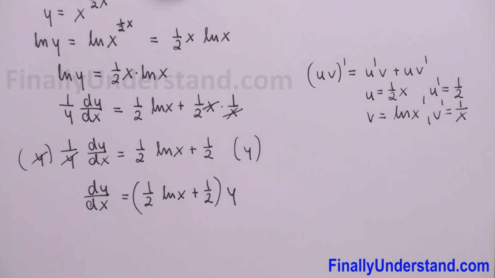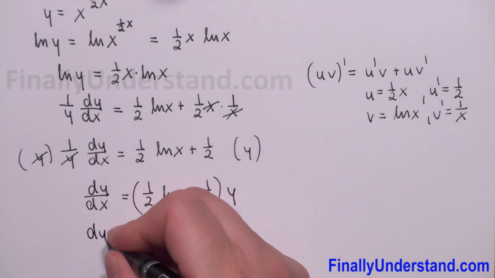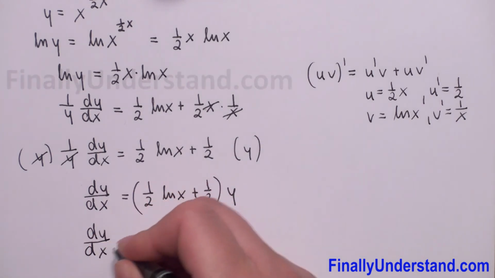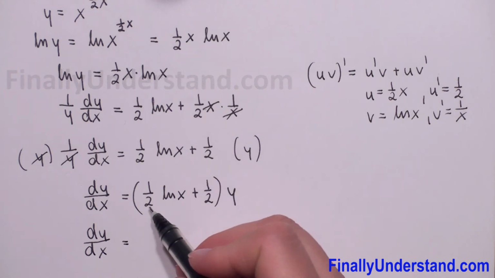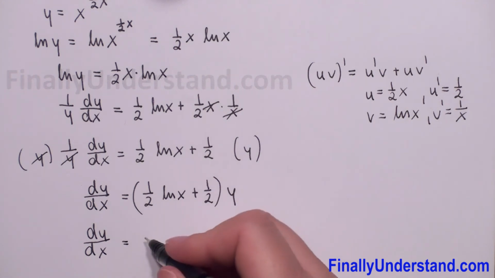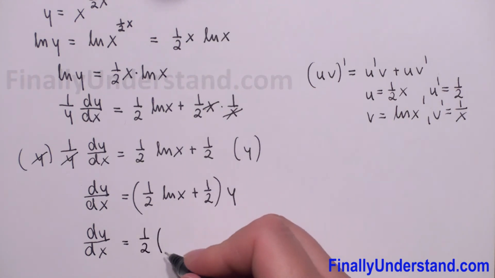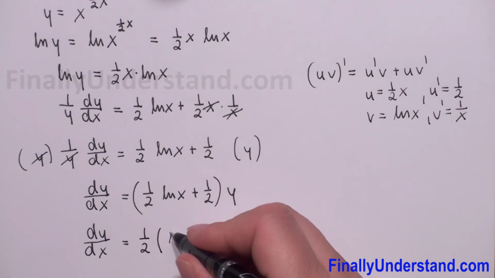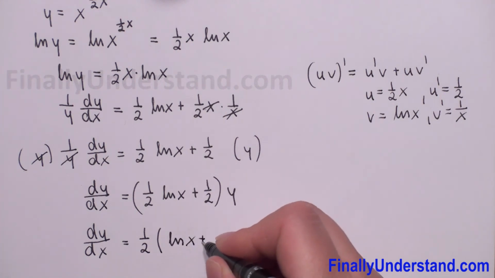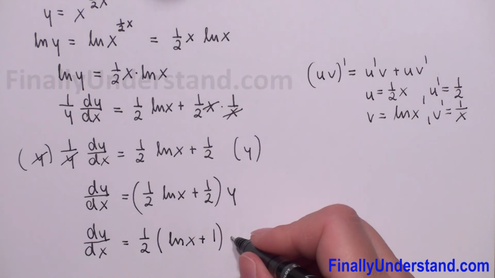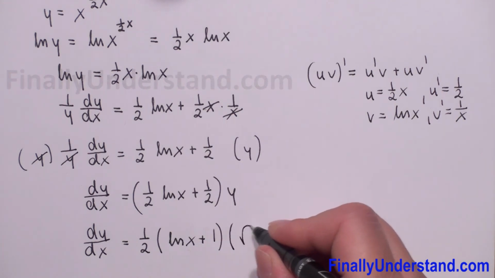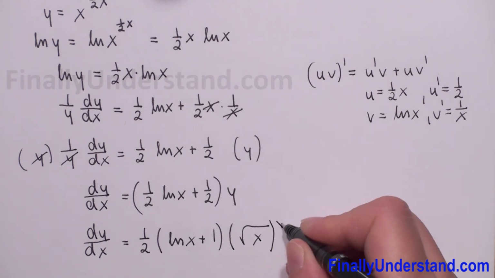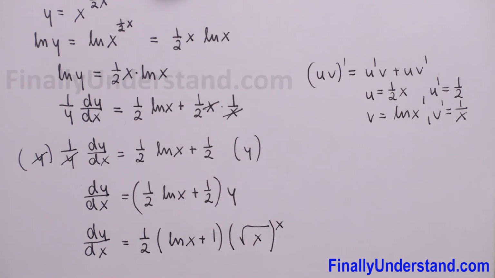So we have dy over dx is equal, we can also factorize 1/2, so it will be 1/2, and in parentheses we have natural log of x plus 1 times, we have in parentheses square root of x to power x. This is my solution.